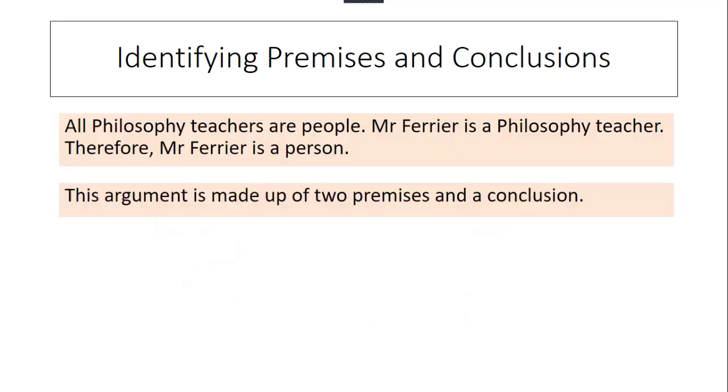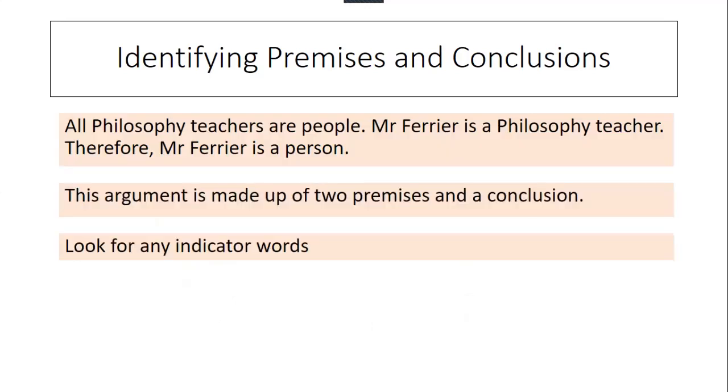So let's think about identifying premises and conclusions. Let's have a look at this argument here. All philosophy teachers are people. Mr. Ferrier is a philosophy teacher. Therefore, Mr. Ferrier is a person. This argument is made up of two premises and a conclusion. So let's have a look for any indicator words in this argument.